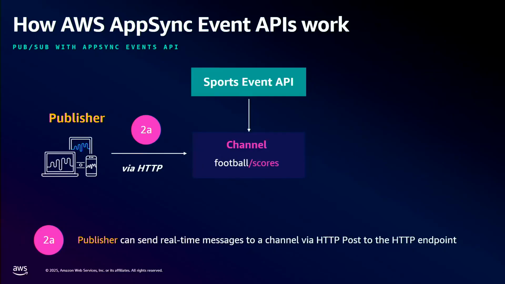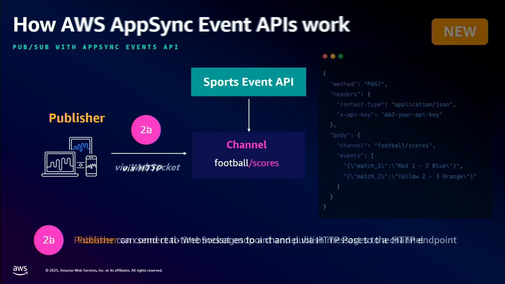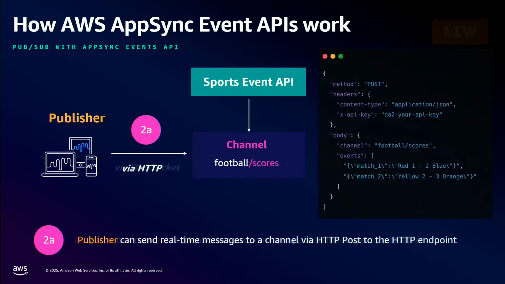And then for the publisher, you have two options for how you can publish. You can publish via HTTP post to your API endpoint, and this is an example of what that looks like. You can see what we've done here is a simple HTTP post where, in the body, you have the channel details of where you want to publish to, and also the event payload that contains the event you want to send to the subscribers.